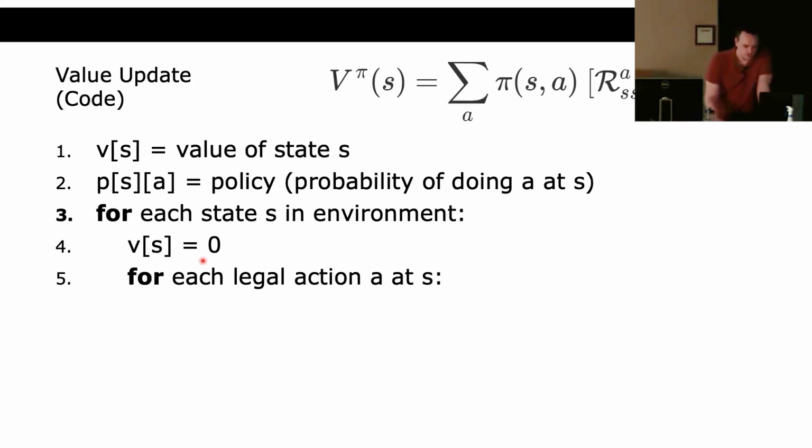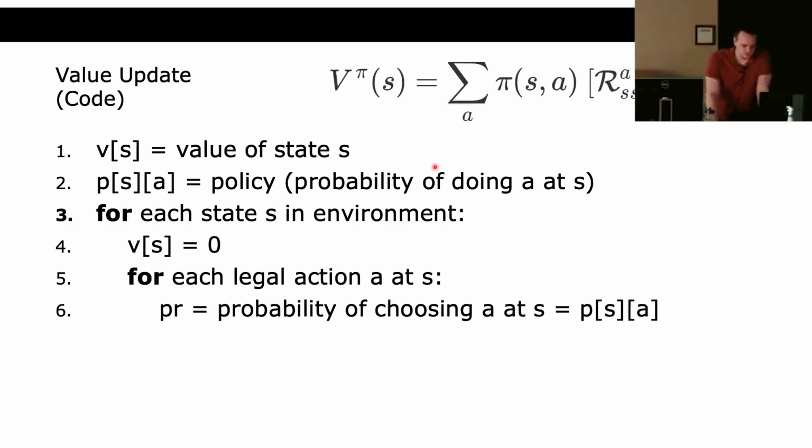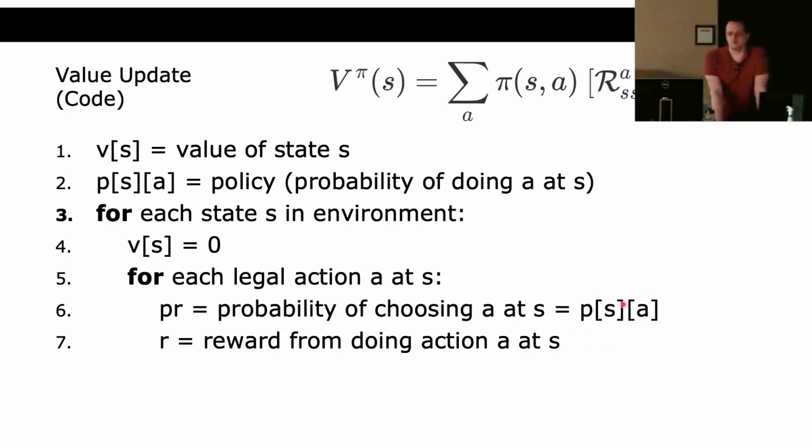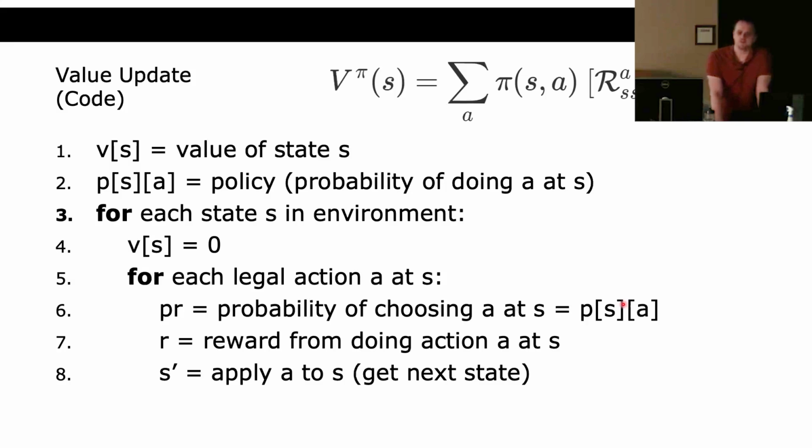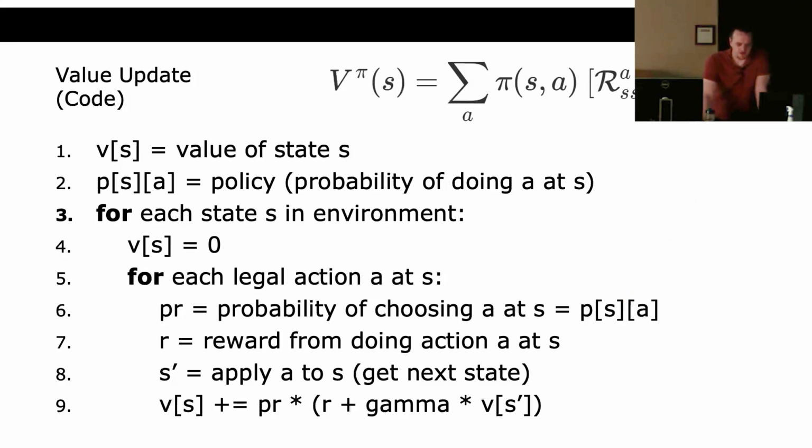Let's start at 0. So for each legal action A at state S, which is what this says, loop over all of the actions at state S. PR, that is the probability of choosing A at S, which is just equal to P of SA, right? I've already got P of S. I know what state I'm at right here. And then for each legal action A, I've got S, I've got A, here's the probability. So in that case, it was a quarter. I figure out what the environment's going to tell me what the reward is from doing action A at state S. S prime is the next state if I apply the action to the current state. And then I have everything I need for this formula.